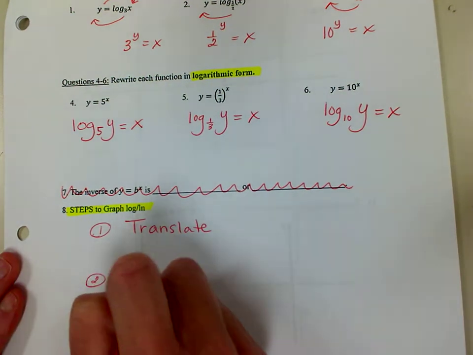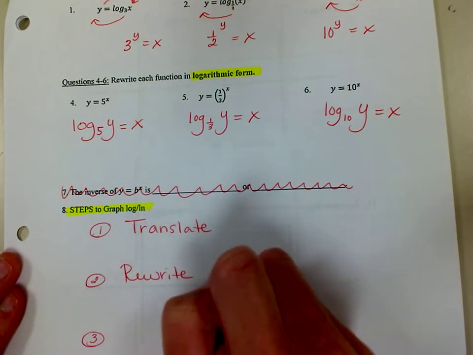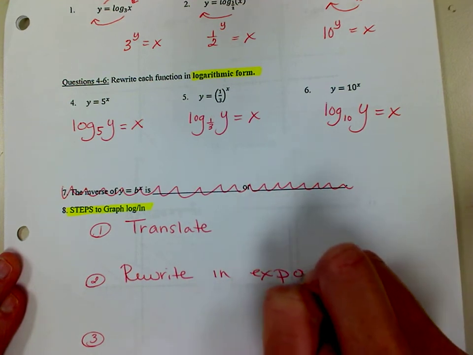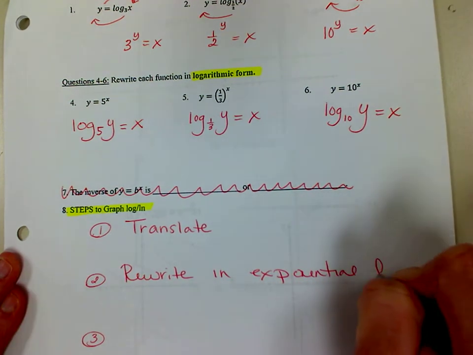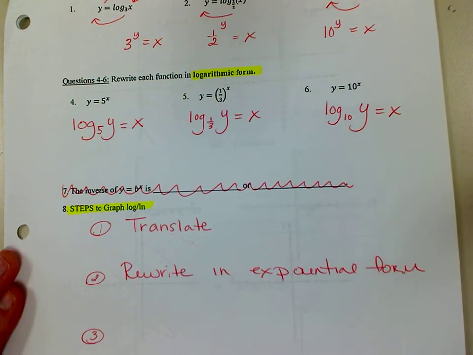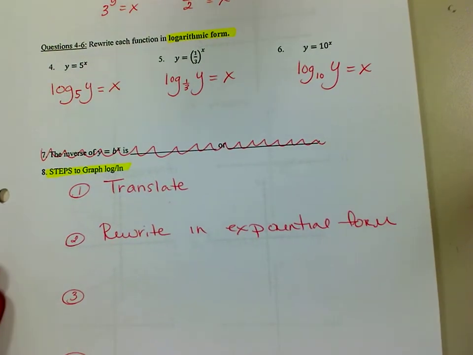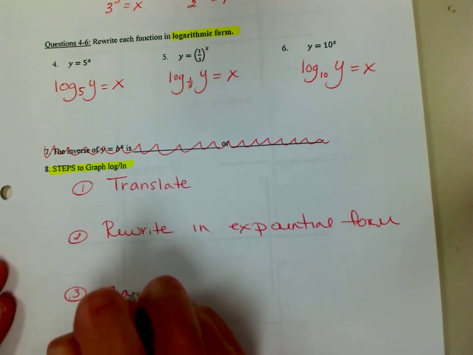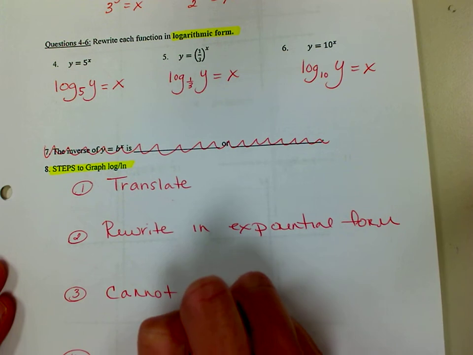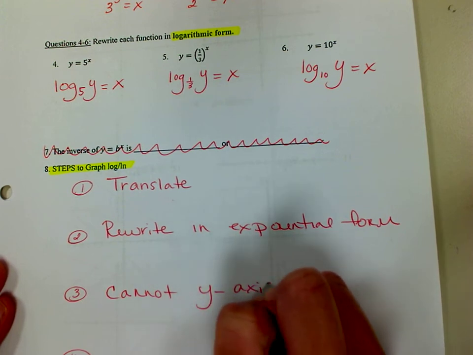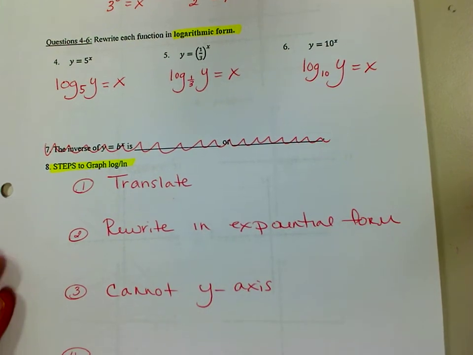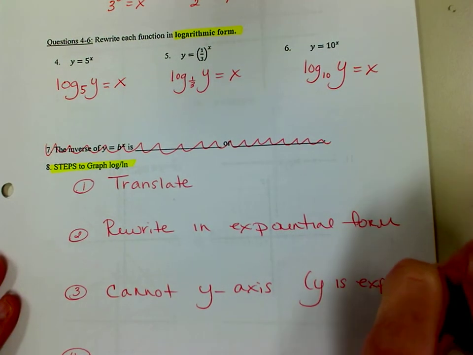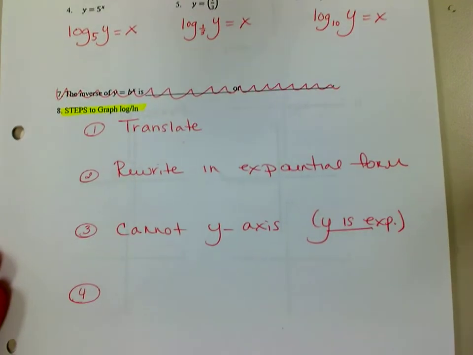Second thing you're going to do is rewrite your equation in exponential form. After you rewrite it in exponential form, you have to keep in mind that you're not going to be able to cross the y-axis because your y is going to become the exponent. And you'll see that when we get to the next page.